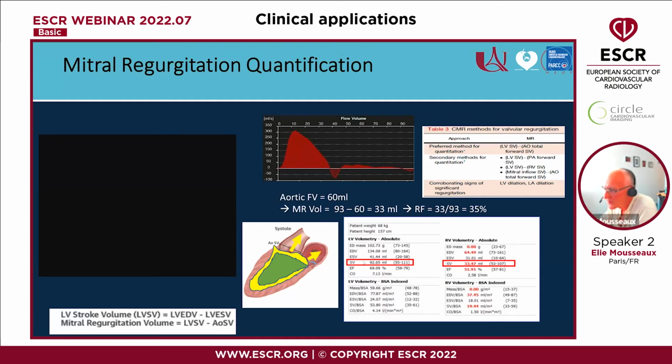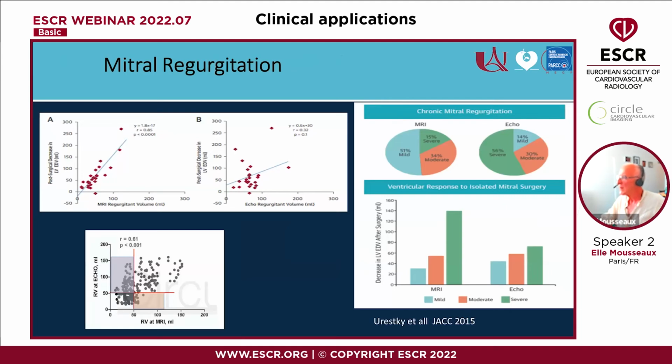For instance, by using the cine, with the circuit software, we have estimated the stroke volume at close to 93 milliliters. By using the flow, we have estimated the net flow, because there is no aortic regurgitation at all. We have here 60. So the difference is 33 milliliters. So the ratio of 33 over 93 is 35% for the regurgitation fraction of the mitral valve regurgitation. So it's quite easy to do.